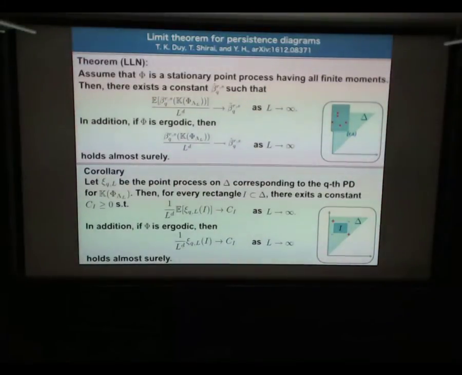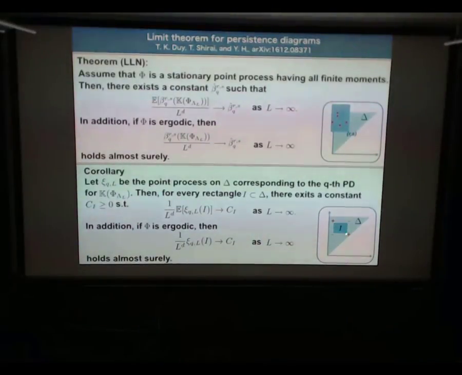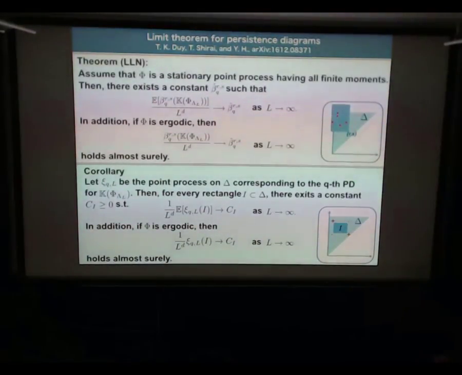Based on this theorem, as a corollary, we can show the following. Let xi be the point process on delta corresponding to the persistence diagram, as I explained before, on our geometric model. Then for every rectangle I in delta, there exists a constant such that the expectation of the evaluation of the persistence diagram on that rectangle converges to that constant. And furthermore, if phi is ergodic, then this random variable converges to the same constant. You see that this corollary is just a straightforward application of the theorem, by considering the alternating sum, minus, plus, on each rectangle part and applying this theorem. So we can show this corollary.